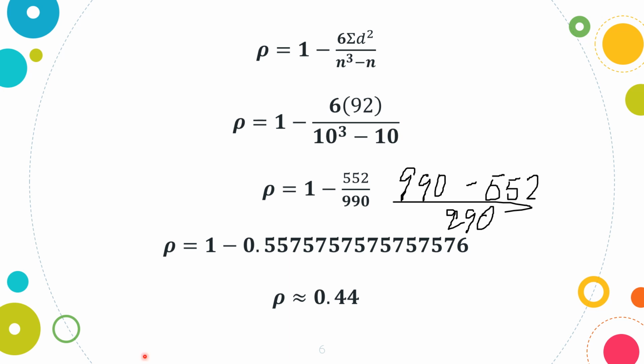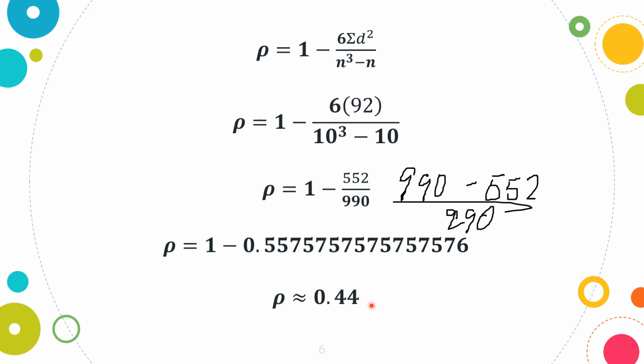So 1 minus this fraction, the answer is this decimal, and we get the value of Spearman's rho, approximately 0.44. Okay? Approximately, bakit? Kasi hindi naman eksakto yung kinuha natin. Na-round up or na-round down tayo dito. That's why approximately 0.44. So the correlation coefficient is 0.44, which is a low positive correlation.